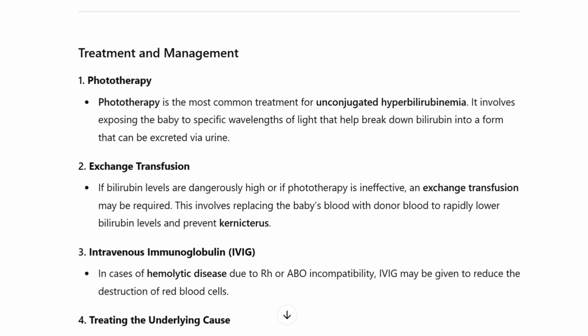Phototherapy is the most common treatment for unconjugated hyperbilirubinemia. It involves exposing the baby to specific wavelengths of light that help break down bilirubin into a form that can be excreted via urine.